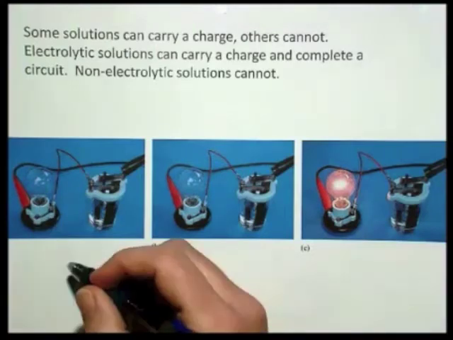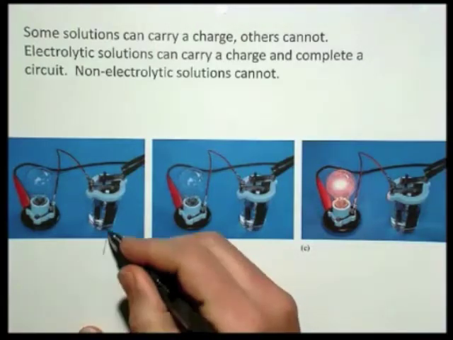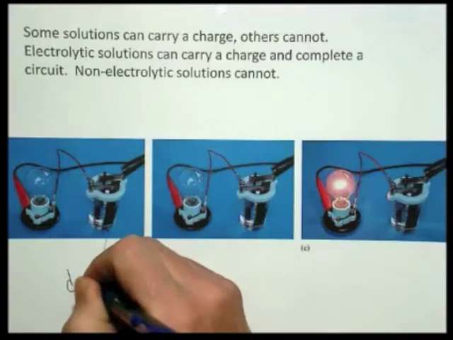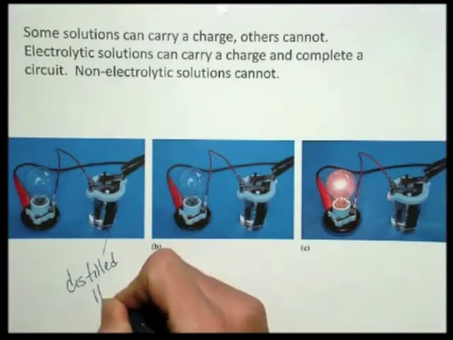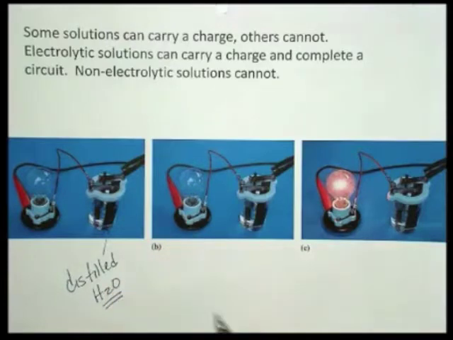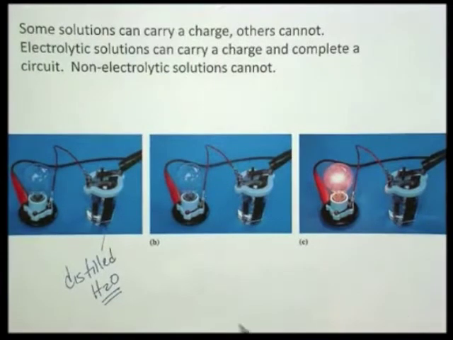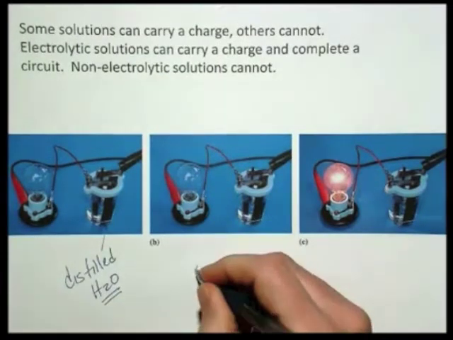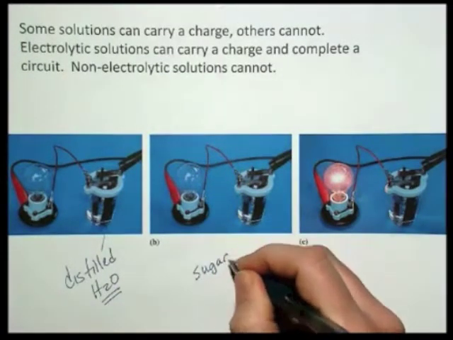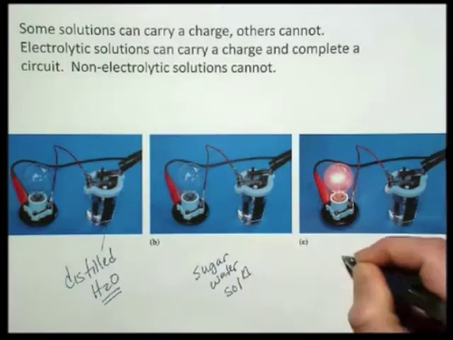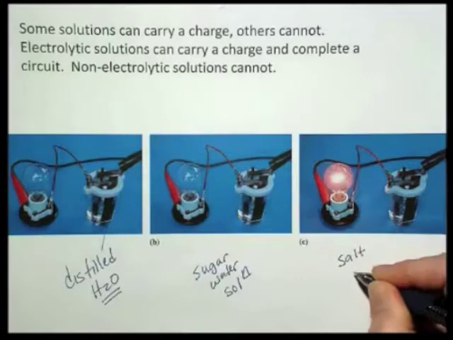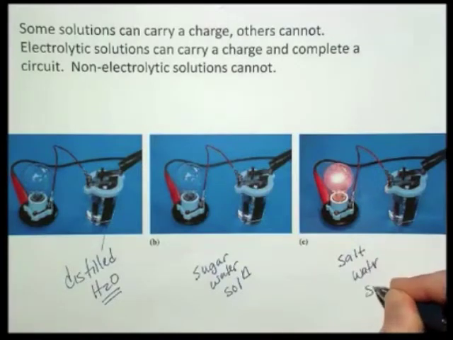The first picture, in the little container here, is just distilled water. Distilled water is pure water, just H2O. Everything's been separated from it by boiling the water away from whatever salts may have been mixed into it. This is a sugar water solution, and this is a table salt water solution.